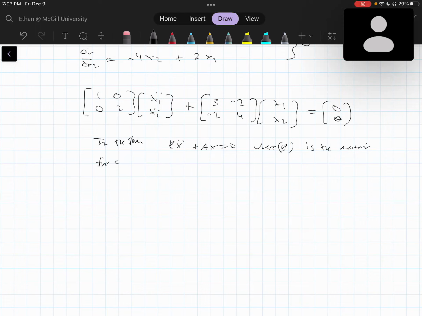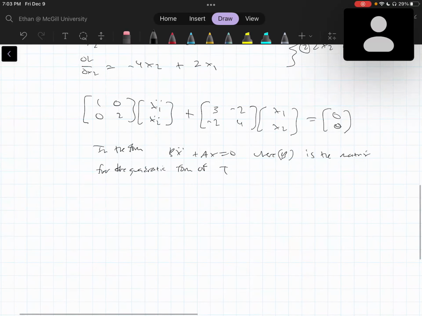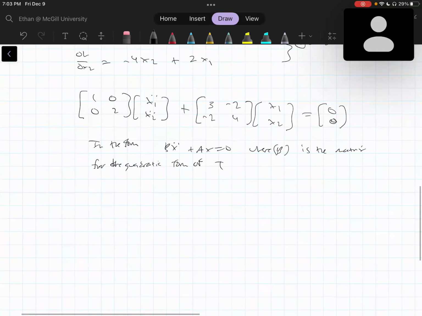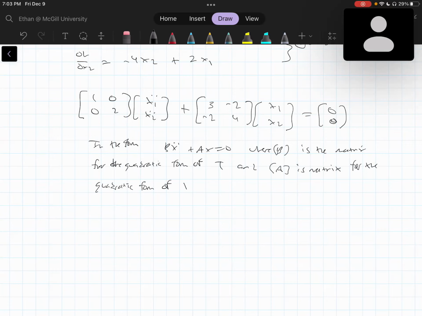for the quadratic form of T, the kinetic energy, and matrix A for the quadratic form of the potential energy V.